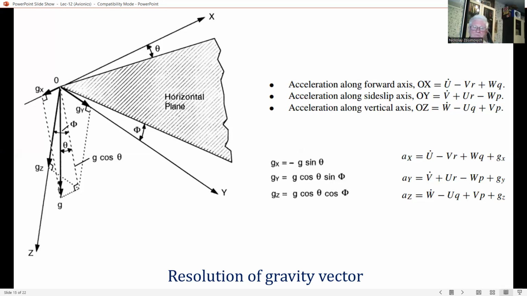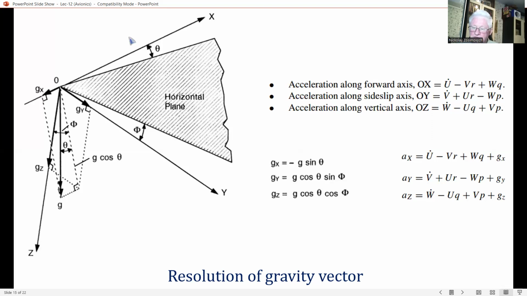In this case, inertial derivation of forward velocity and side slip velocity will be represented as these three expressions, for example U dot minus V R plus W Q, which you can see in this slide as well.